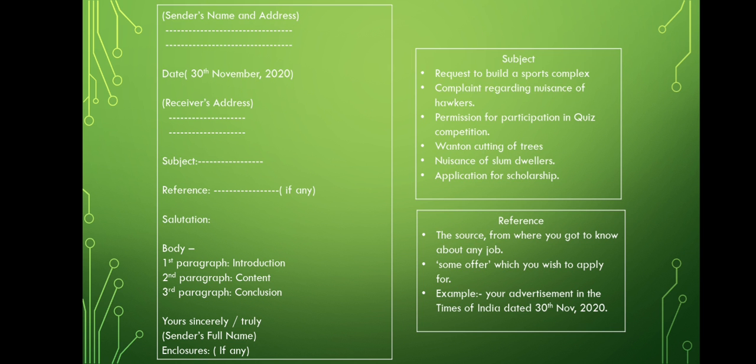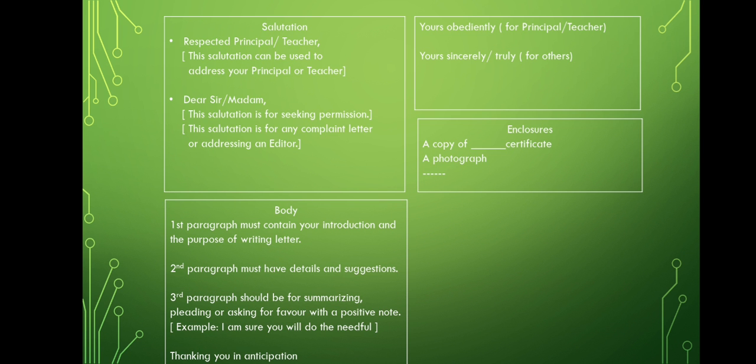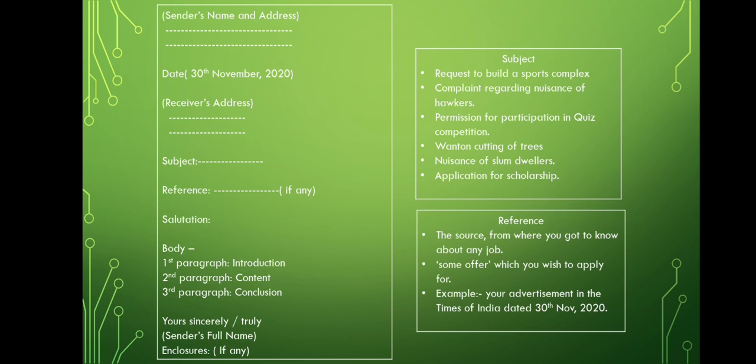And after that, enclosure, if you have any. For example, just now we discussed, if you are applying for a job, what are the enclosures that we can use. As you can see here, in enclosure we can write a copy of 10th certificate, a copy of 12th certificate, or a photograph of mine. These are the things that you have enclosed with the letter. So that you could mention in enclosures.